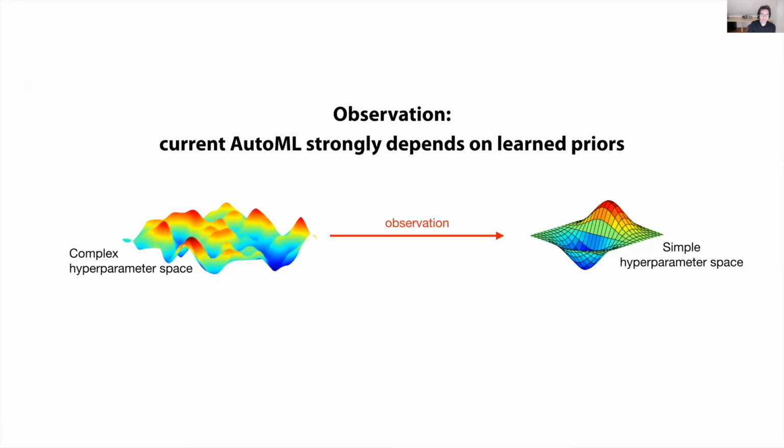Okay. First, I'm going to start with an observation, and that's that current AutoML systems already strongly depend on learned priors that we put into the system. Right? So typically, current AutoML systems are only possible because we have observed certain trends in what makes models work well, and we put that information into the models as a kind of prior.